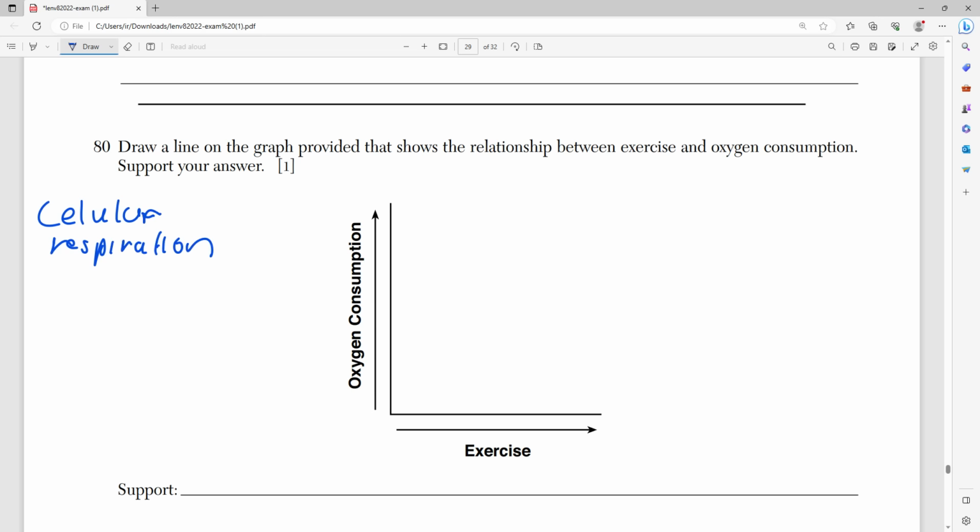So what happens in cellular respiration? You're taking oxygen and you're taking glucose or sugars, and you're breaking them down, and you're releasing ATP, you're releasing CO2, and you're releasing H2O, right?